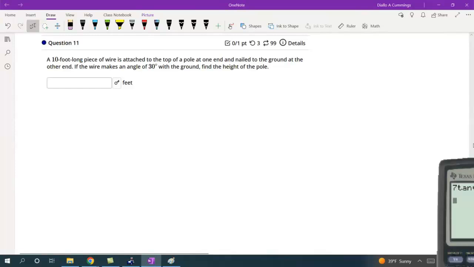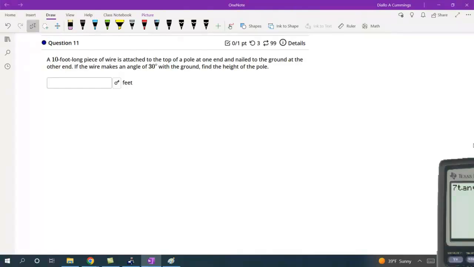A 10-foot long piece of wire is attached to the top of a pole at one end and nailed to the ground at the other end. If the wire makes an angle of 30 degrees with the ground, find the height of the pole.